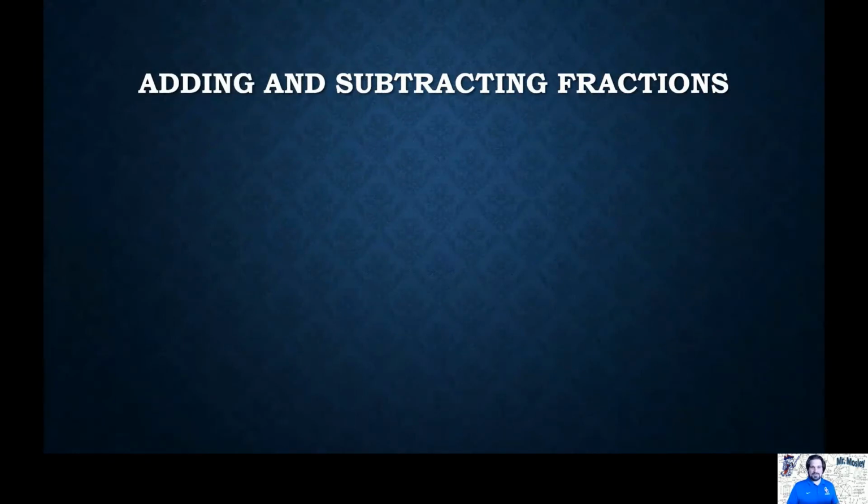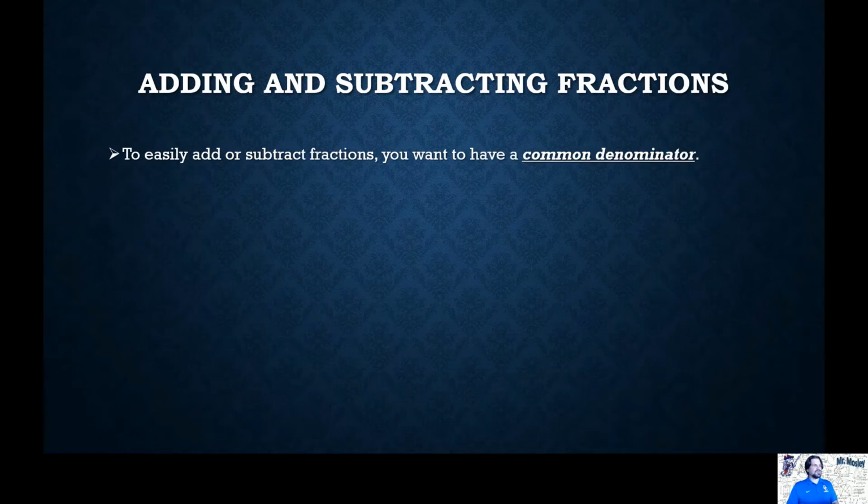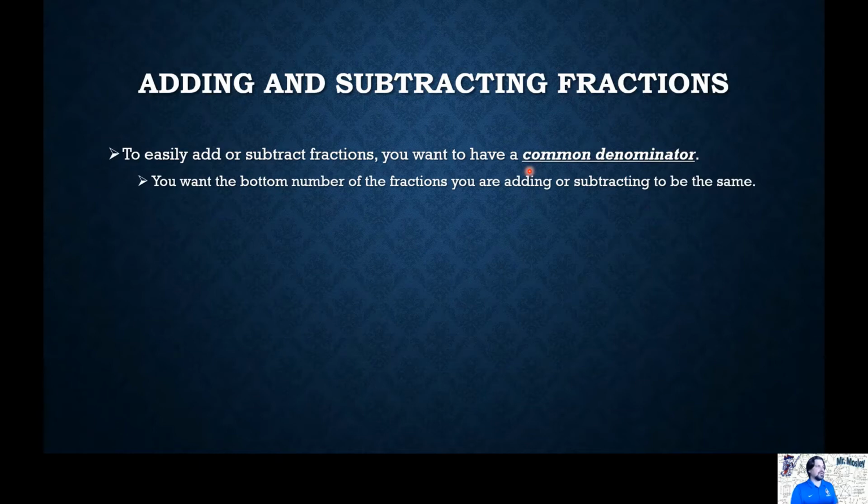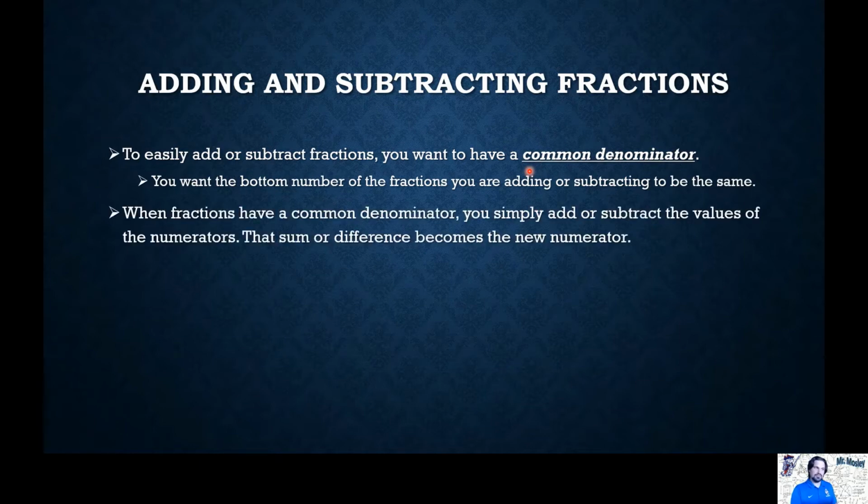All right, so adding and subtracting fractions. To easily add or subtract fractions, you want to have a common denominator. The number on bottom should be the same if possible. We want the bottom number of the fractions you're adding or subtracting to be the same. When fractions have a common denominator, you simply add or subtract the numerators. That sum or difference becomes the new numerator.